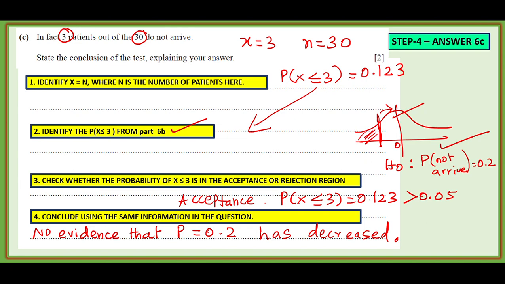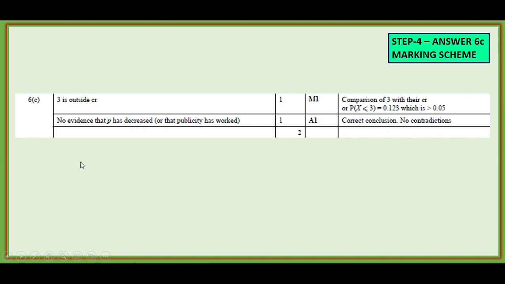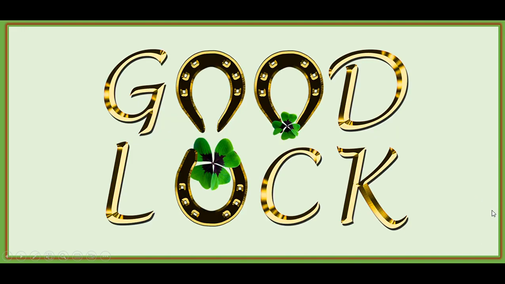So for writing this in words, we will get points. This is the point given: 3 is outside the critical region. For mentioning this, method mark 1 is given. No evidence that the probability has decreased: correct conclusion, 1 mark. So totally 2 marks for this question. So I hope it is clear for you to do the questions now. Thank you. Good luck.